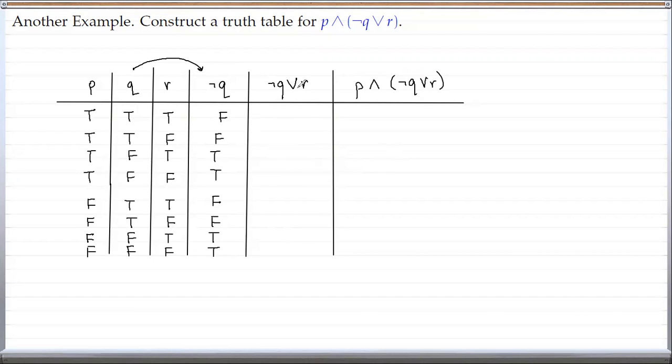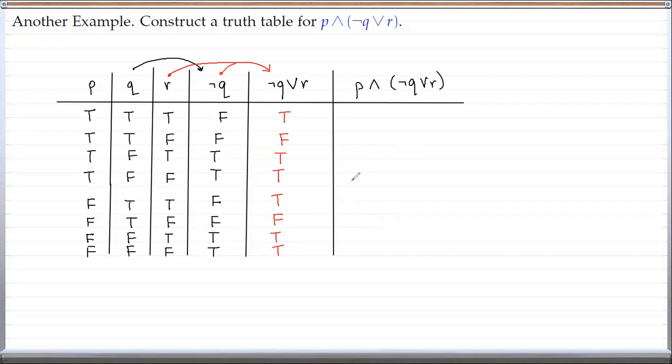Next, we have not Q or R. So basically, we are combining the column for R, which is this one, and not Q with logic OR. That should give us this column. So we have true or false is true. We have false or false, which is false. We have true or true, which is true. False or true is true. True or false is true. True or true is true, and false or true is true.